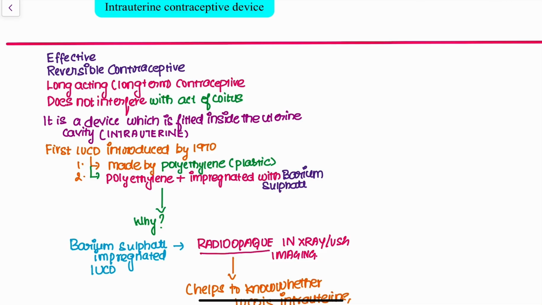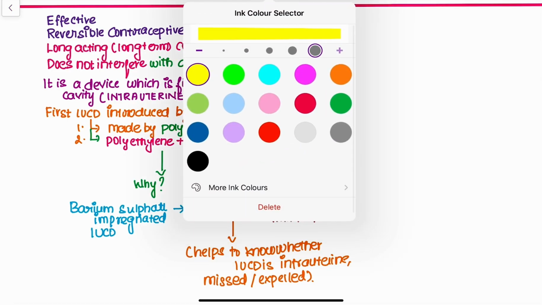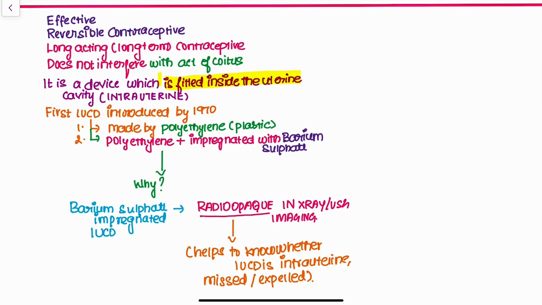And the most important point here is it does not interfere with the act of coitus. Unlike the barrier contraceptives, where the couple might have some sort of discomfort, irritation, erosions, anything can happen, and that might interfere with the coitus as well. But since this is a device which is inserted inside the uterine cavity, it does not cause any sort of discomfort, and it does not interfere with the act of coitus. Clear? So basically it is a device which is fitted inside the uterine cavity.